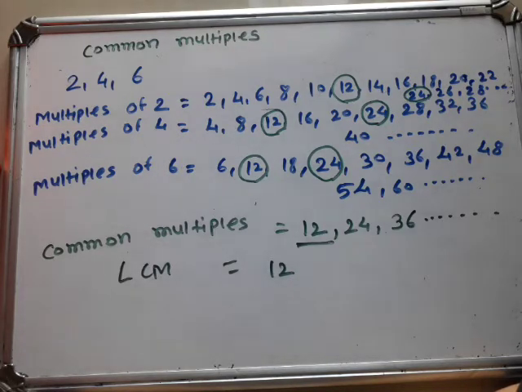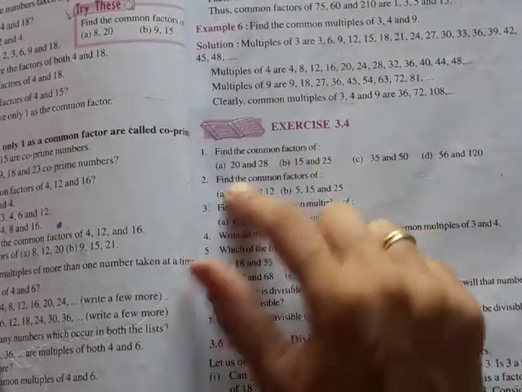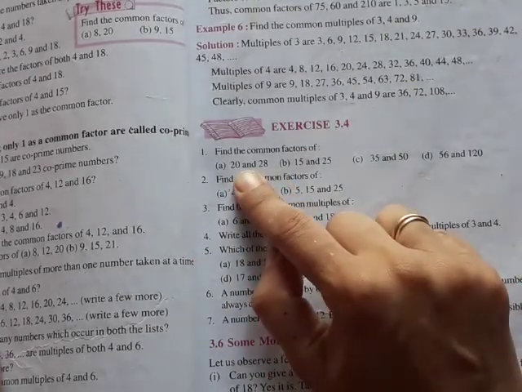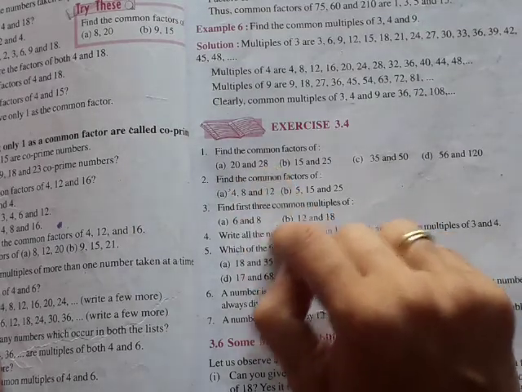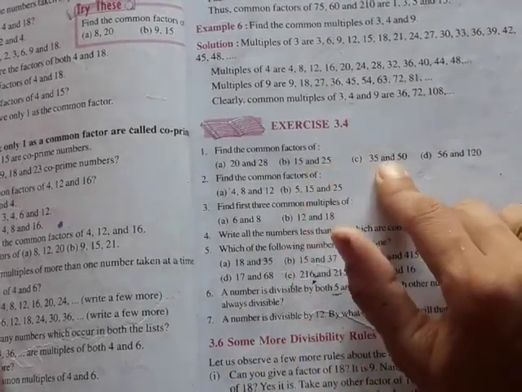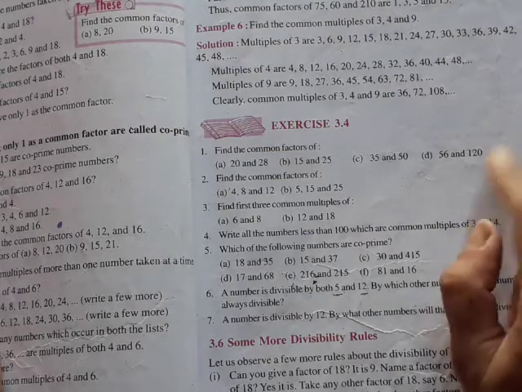Question number 1. See here, the first question is to find the common factors. So you have to find the common factors of 20 and 28. First you have to find factors of 20, then factors of 28. Then you have to find the common factors. You have to solve this question in your notebook.